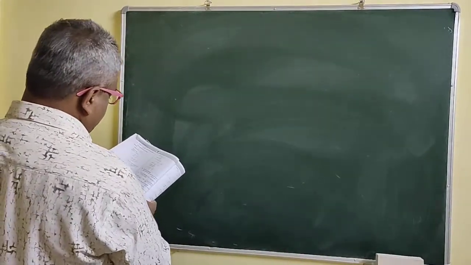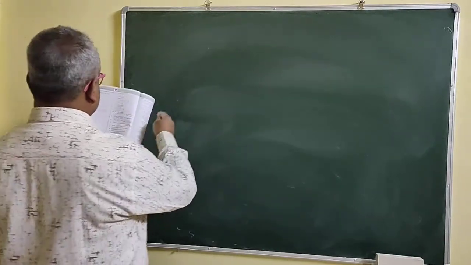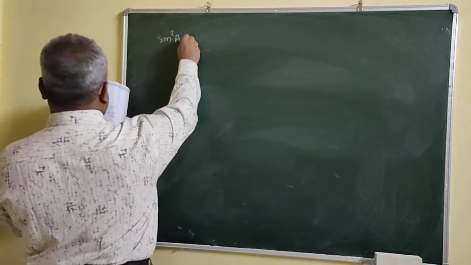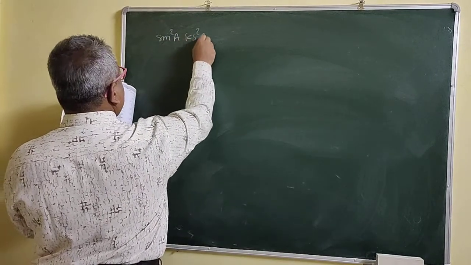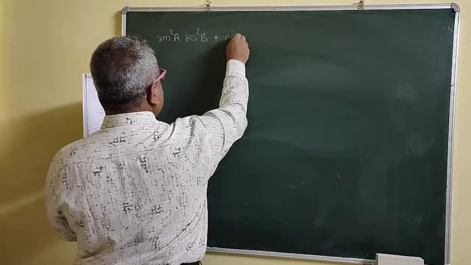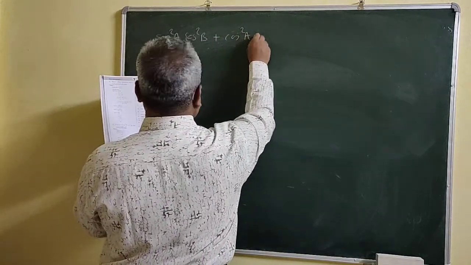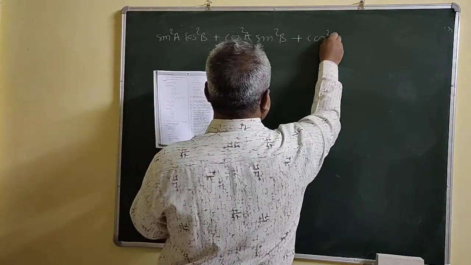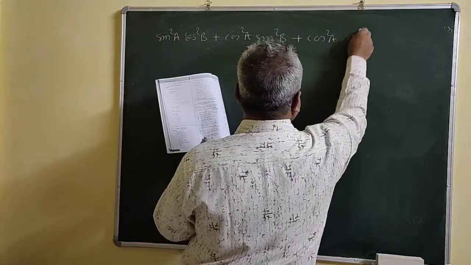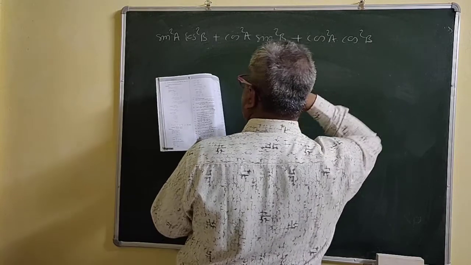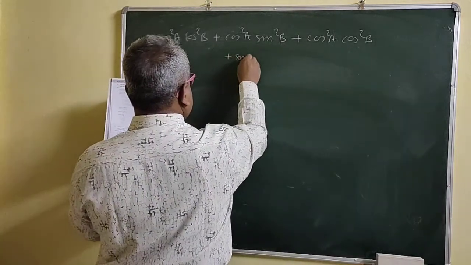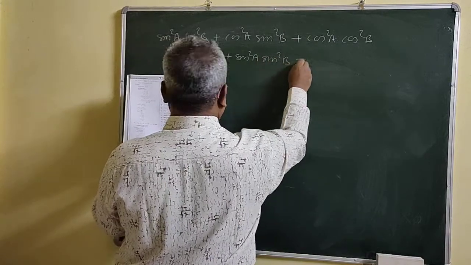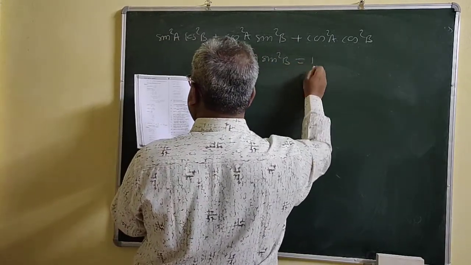Next, prove that sin square A cos square B plus cos square A sin square B plus cos square A cos square B plus sin square A sin square B is equal to 1.